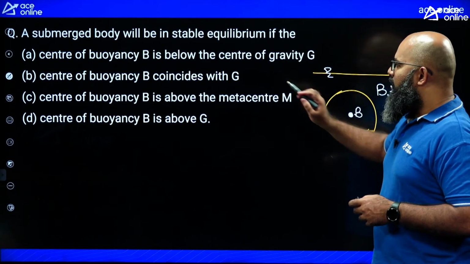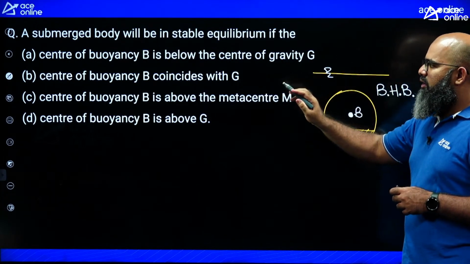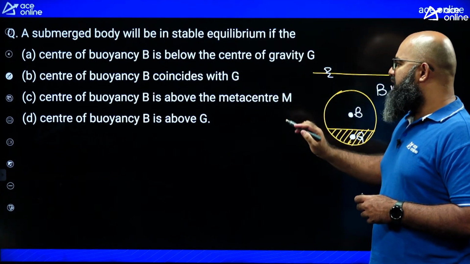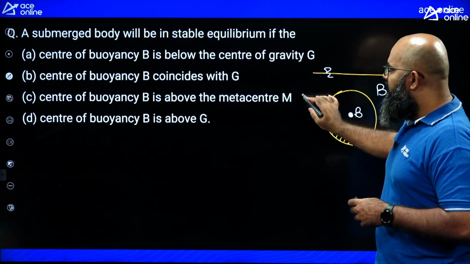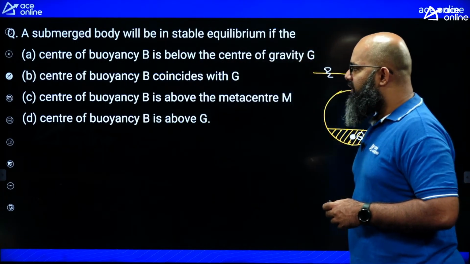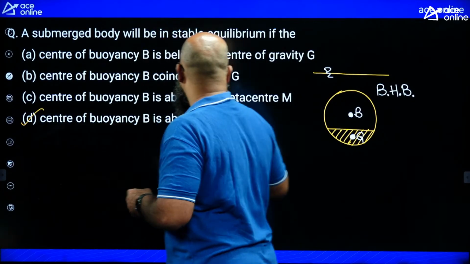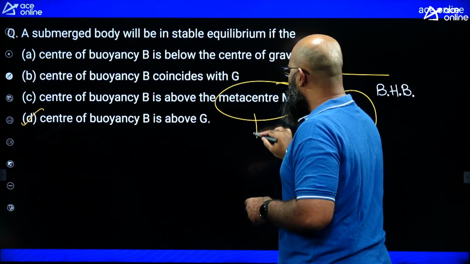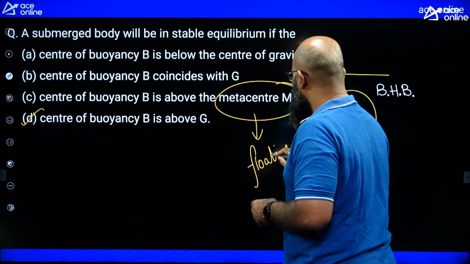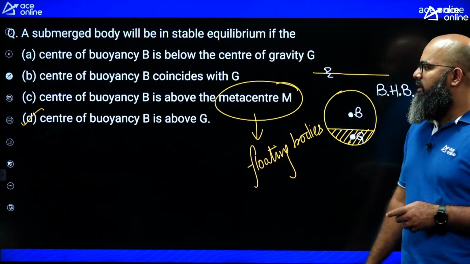So you see, option A, center of buoyancy is below center of gravity, perfectly wrong. Center of buoyancy coincides with G, that is a case of neutral equilibrium, that is also wrong. Center of buoyancy is above the meta-center. Meta-center is not a concept at all in the case of submerged body. Center of buoyancy is above center of gravity, that is perfectly correct. So the correct answer over here is option D. Remember, the word meta-center is useful in the case of floating bodies. Remember this thing.